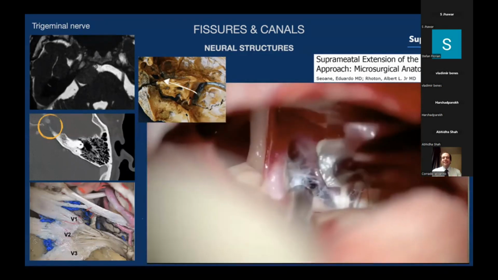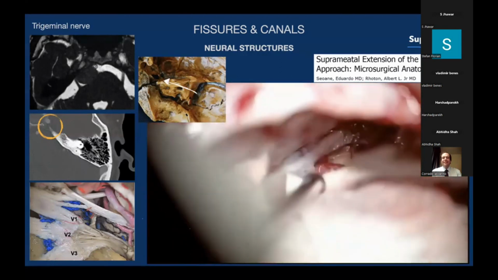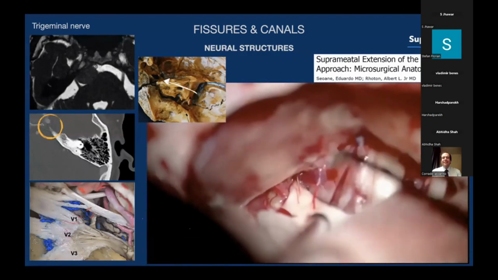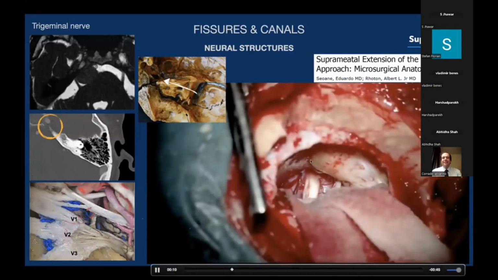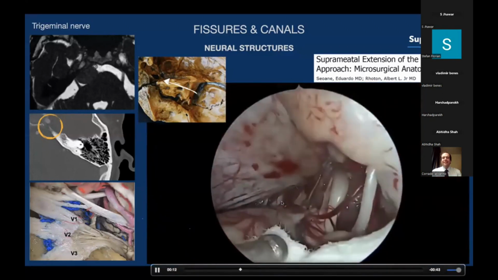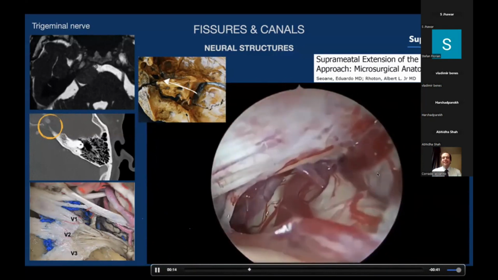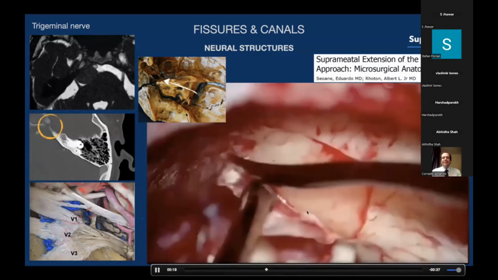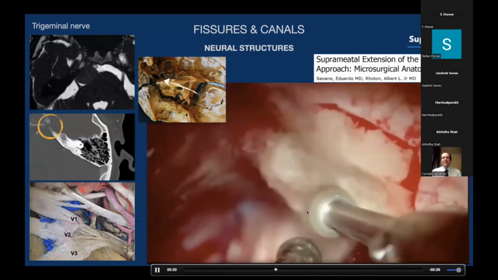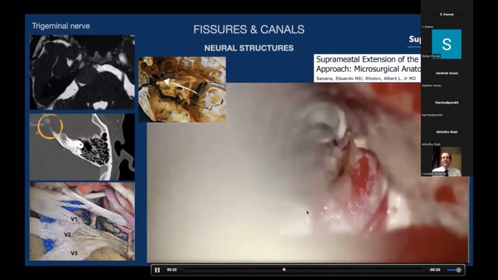So this is what we were doing here. We are releasing the arachnoid membranes, creating as much space as possible through the retrosigmoid. And you can see how this huge suprameatal tubercle needed to be drilled in order to release the pressure on the trigeminal nerve, which is severely compressed by the tumor. So this was the first maneuver that we had already planned beforehand.